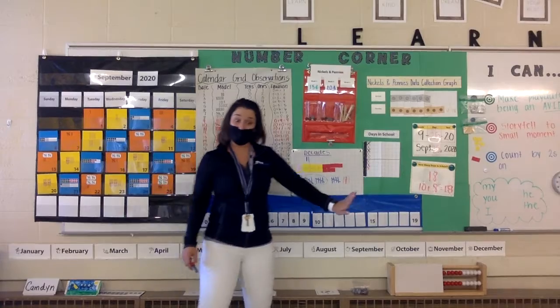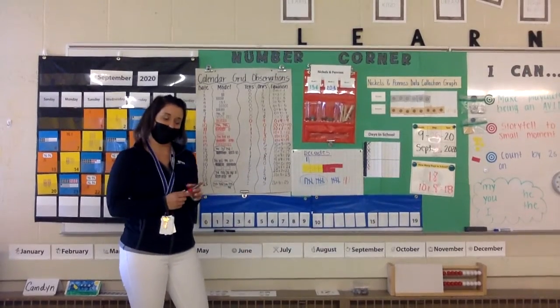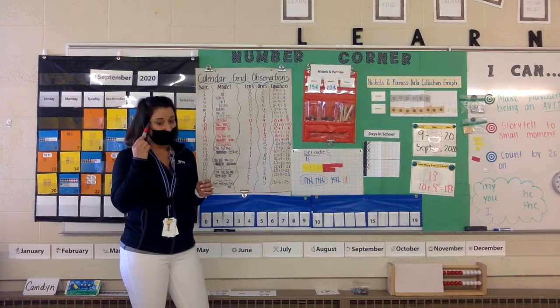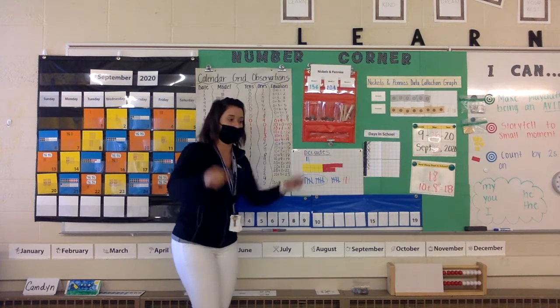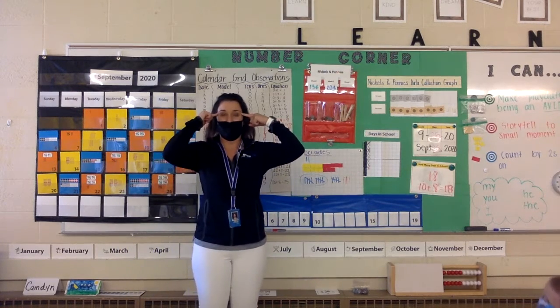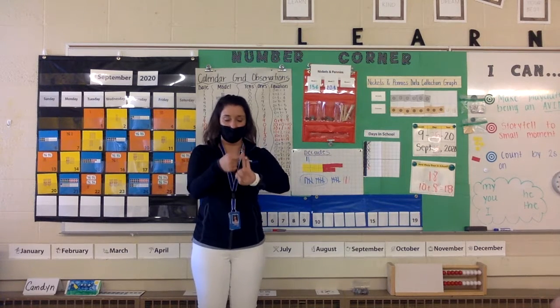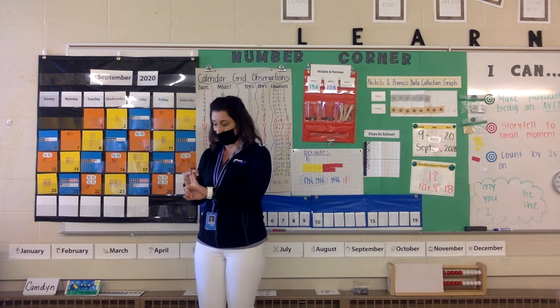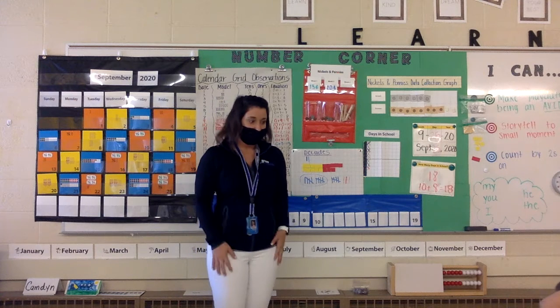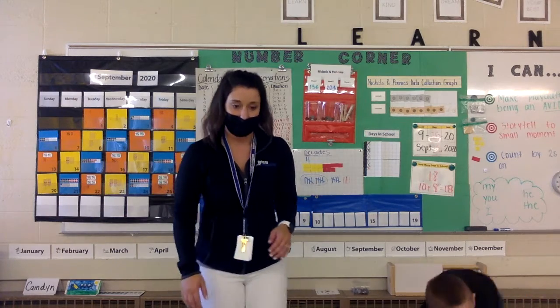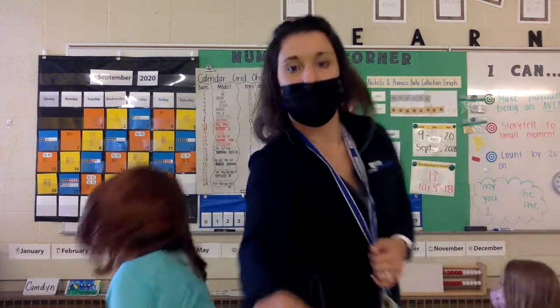Madison, what was your strategy? I started on 18 and then I just counted on. Ooh, so think about that. Put 18 in your head. That's what I did. 18, 19, 20. And then you know that you have 2 more to get to 20. Good. I'm going to have you quietly tiptoe back to your desk for a brain break. Nice job today.